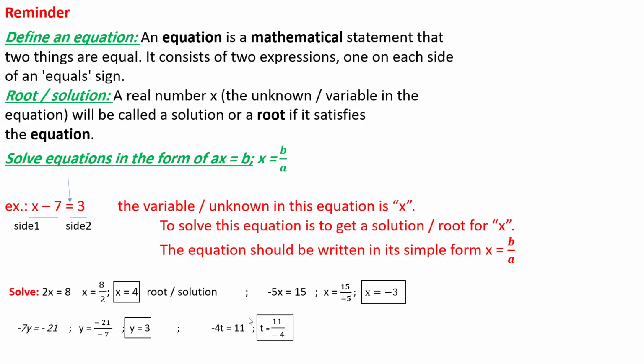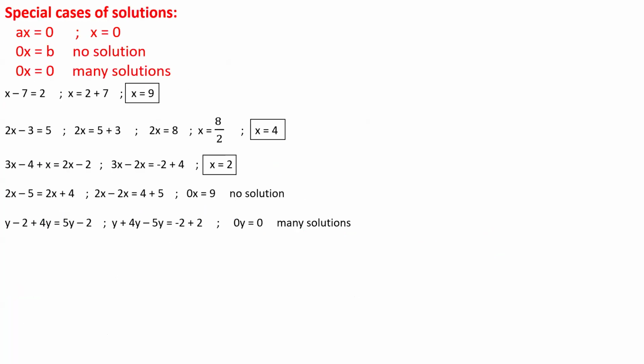This is a simple equation form, so t equals 11 over -4. We cannot reduce, so this is our solution or root. Special cases of solutions. Whenever we write an equation in the form ax equals 0, we ask, what should x be if multiplied by a to give me 0?